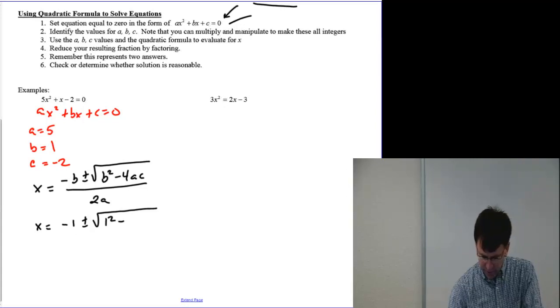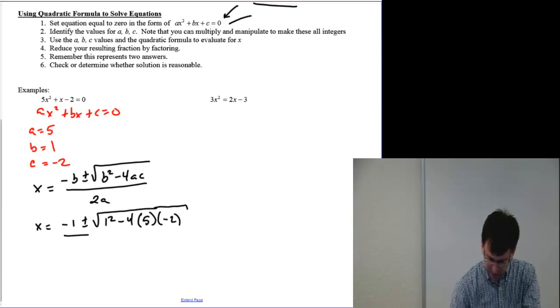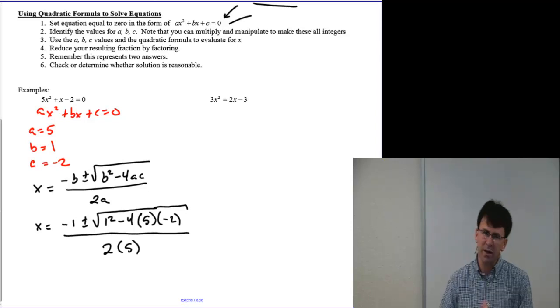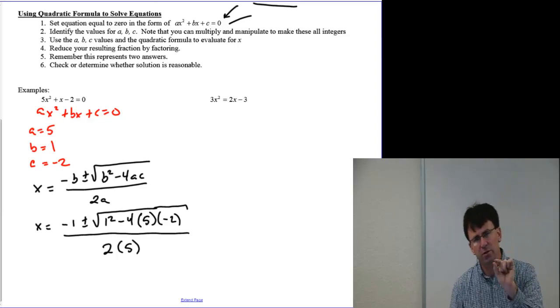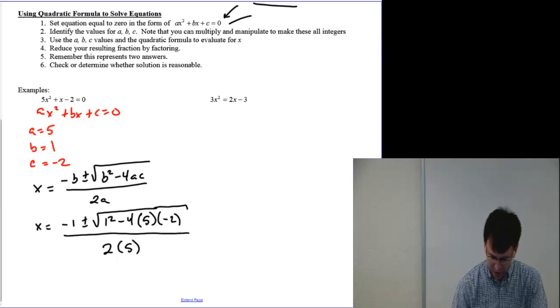Then we end up with a -4. And then a was said to be 5, and c was said to be -2. Now make sure you extend that radical sign out so we get everybody covered. And then 2 times a, which again was said to be 5. Now it's just a matter of arithmetic, reducing a radical and reducing the fraction if it applies.